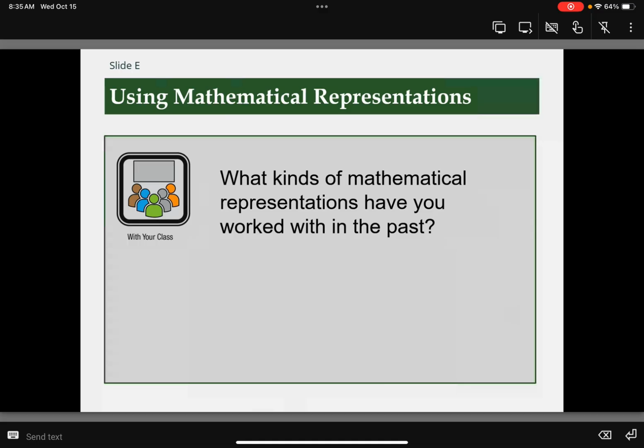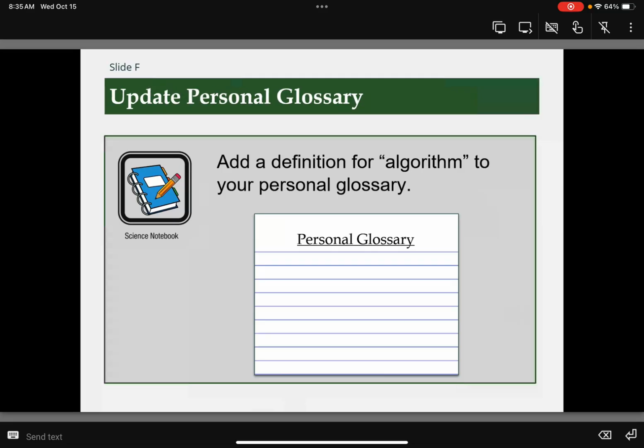Okay, so anyways, one kind of mathematical representation that might help us make sense of our data is something called an algorithm. Where have you heard that before? Computer class. Okay, well, what did you learn about an algorithm in computer class? It's like an equation or a system. An equation or a system? Okay.